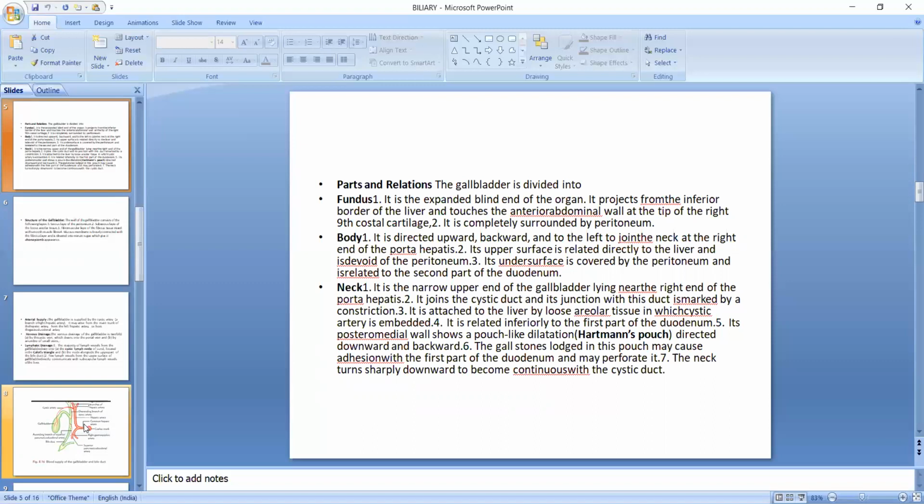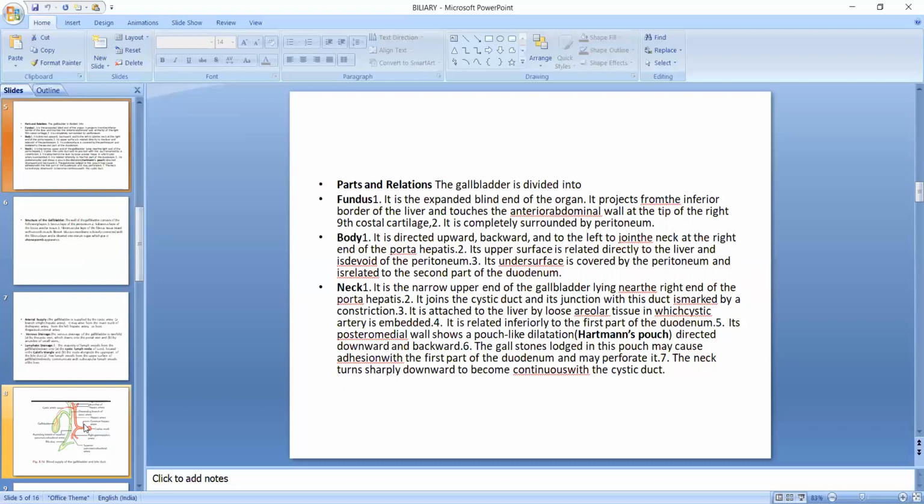Neck: it is the narrow upper end of the gallbladder lying near the right end of the porta hepatis, and it joins the cystic duct; its junction with this duct is marked by a constriction. It is attached to the liver by loose areolar tissue in which the cystic artery is embedded. It is related inferiorly to the first part of the duodenum.